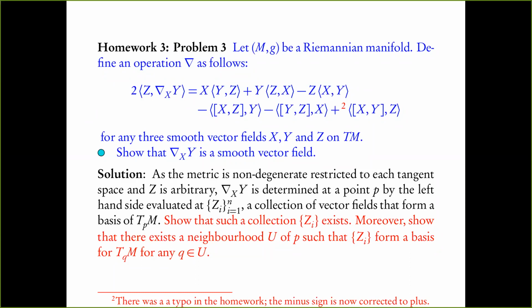But this is again an exercise: you show that such a collection of Zi exists, meaning that there exists a neighborhood U of p and vector fields Z1, Z2, Zn. These are global vector fields such that Z1, Z2, Zn form a basis for the tangent space TqM for any point in U. So is that fine? This is simply choosing a chart, choosing local coordinates, choosing local vector fields, multiplying with bump functions to make them global.